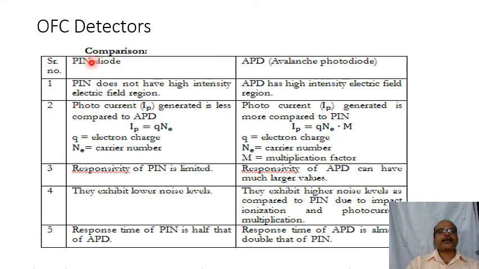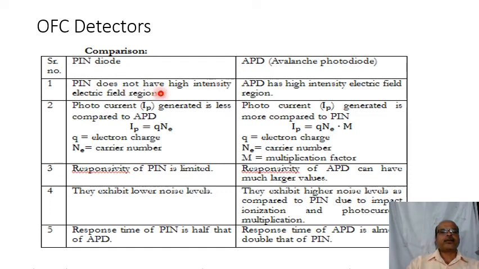So in OFC detectors, generally the PIN detector and avalanche photodiodes are used. Give the difference between a PIN diode and an avalanche photodiode. These terms are important, or in the exam, explain the avalanche photodiode operating principle, or give the difference between both, that is, PIN diode and APD.